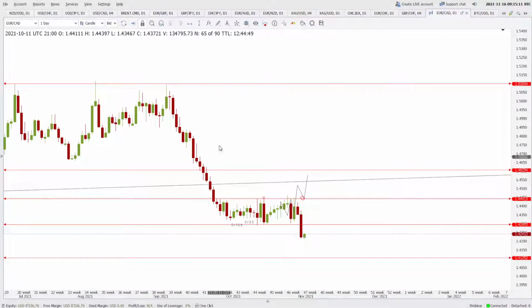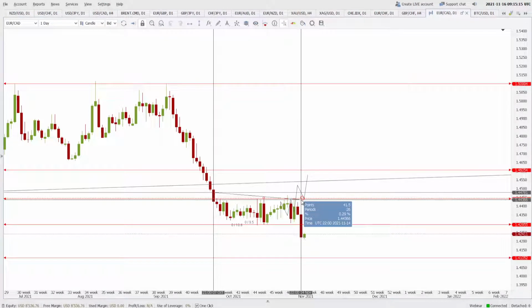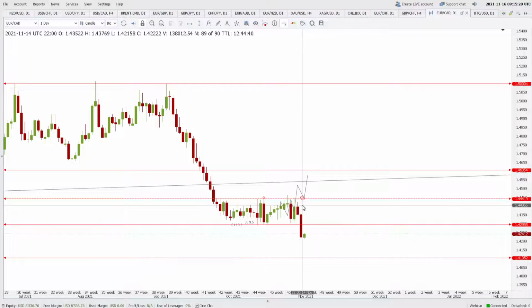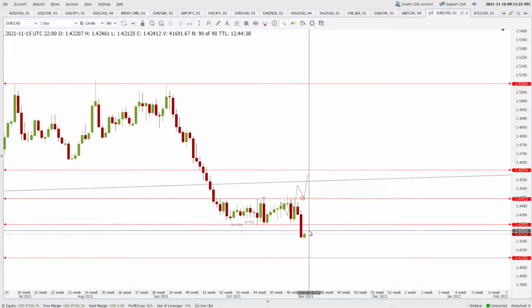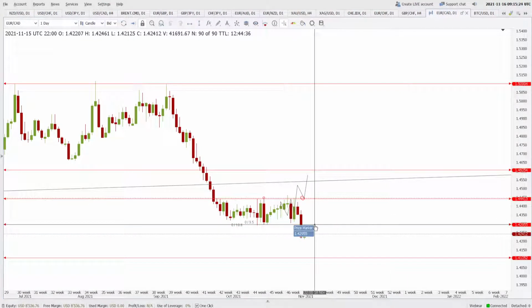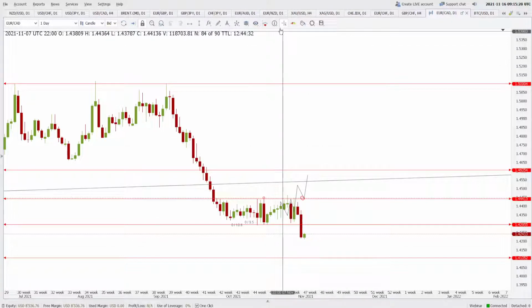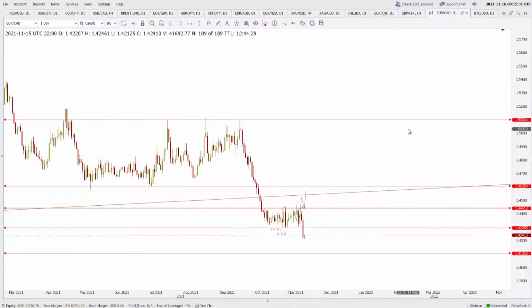EURCHF, you can see how many days it has taken, almost 26 days it has taken already to consolidate, and now finally it has broken below this level of 1.4295. Now expect this level to act as a resistance. And where is the next support? 1.4105 area is the next support in this market, my friend.